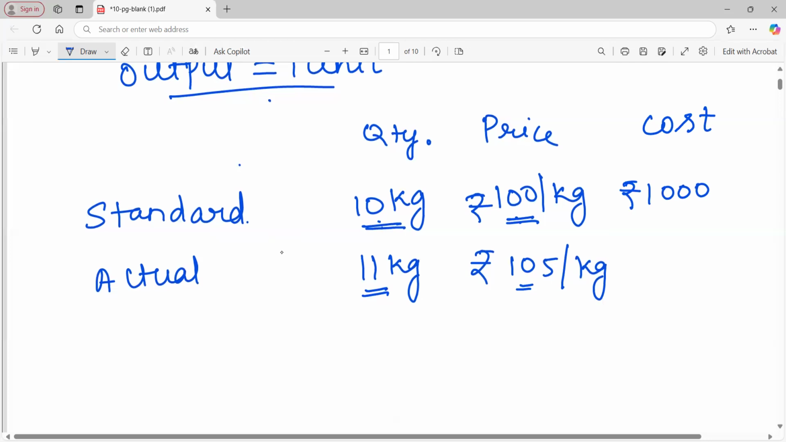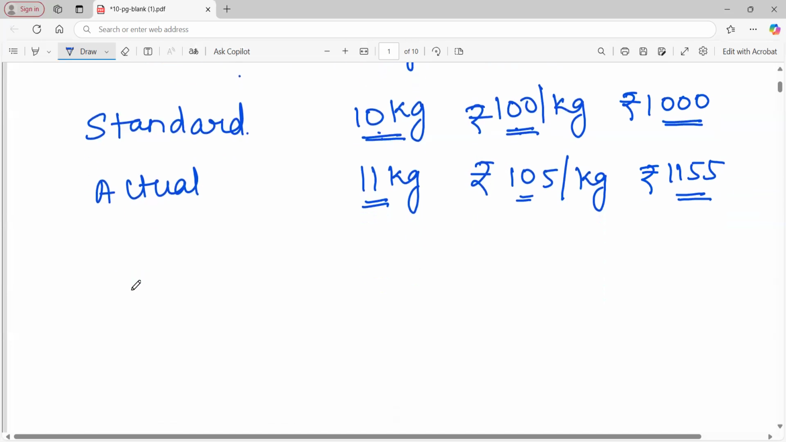But actually the company purchased 11 kg of raw material at 105 per kg. So for 1 kg it is 105, and for 11 kg it will be 1155 rupees. So the company expected to pay 1000 rupees. This is the planned cost for raw material. But actually the company paid 1155. So the company paid an extra 155 rupees for direct material, right?